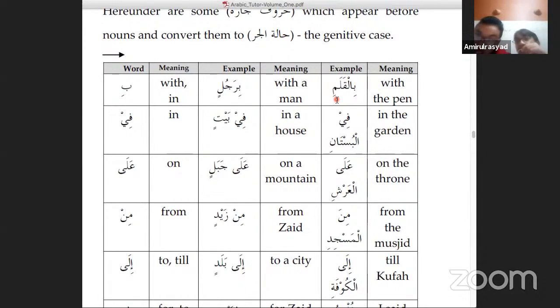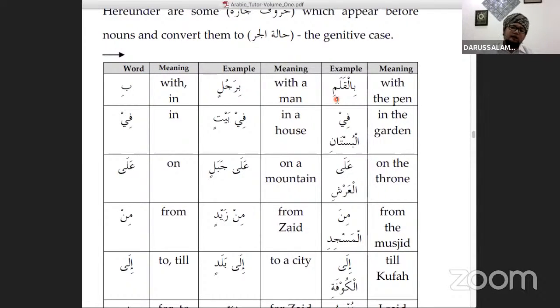In a house. In the garden. Fil bustan. Okay, good. Next. In the garden. On a mountain. Ala, listen. Okay, never mind. Ala, on the throne. Okay, never mind. Fine, continue, tak apa. On the top.